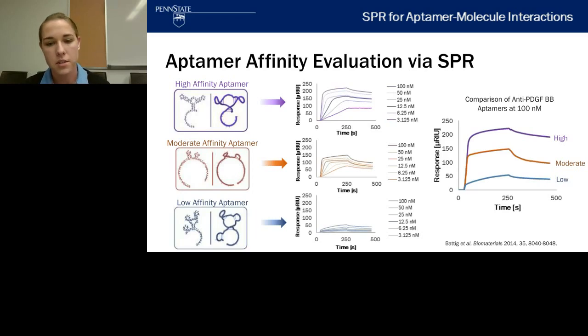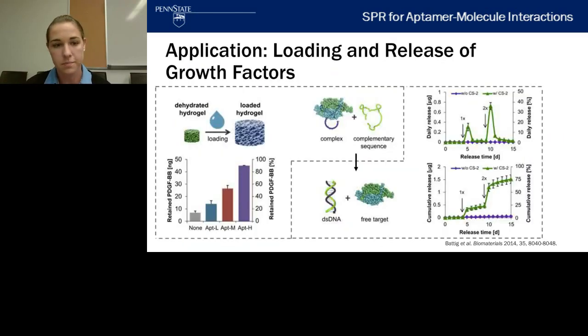So we can use SPR to evaluate the binding of this aptamer with its target at different concentrations. And when we look in the graph on the right, this sensorgram shows that the binding affinity of the high affinity aptamer is much more than the moderate and low aptamers at the same concentration. So when we apply this to a system, we can use this aptamer to load and then also release PDGF-BB from a biomaterial, which in this case is a hydrogel.